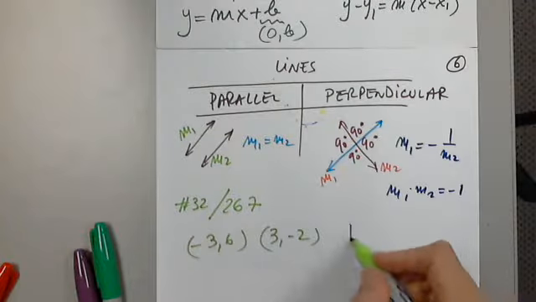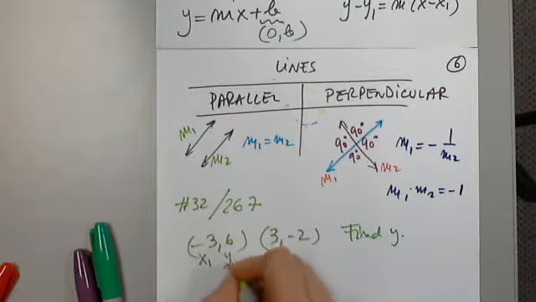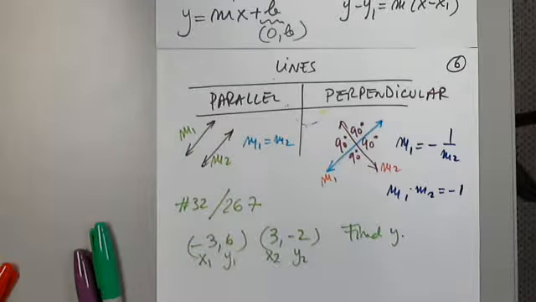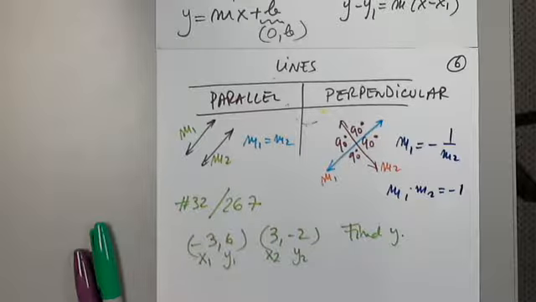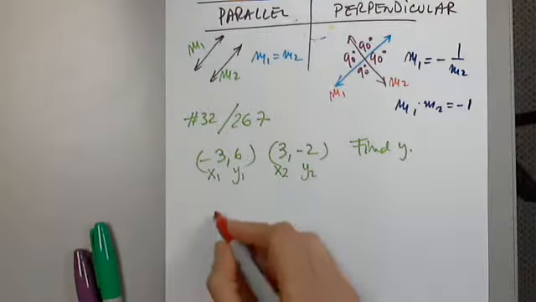Find y. I will denote this by x1, y1, and the next ordered pair by x2, y2. So we are asked to find the equation of the line. What do I have to find first? Do you all agree that we have to find the slope first? Very good. So here's the slope.